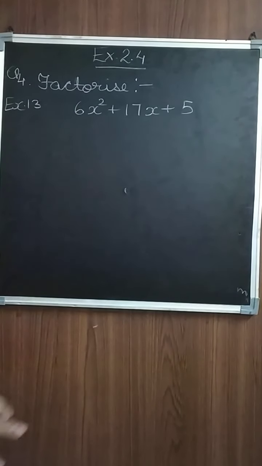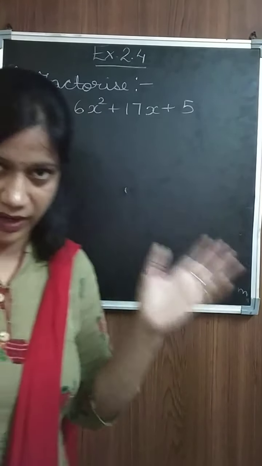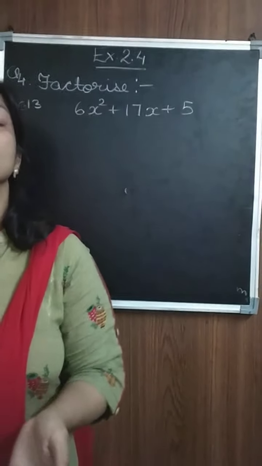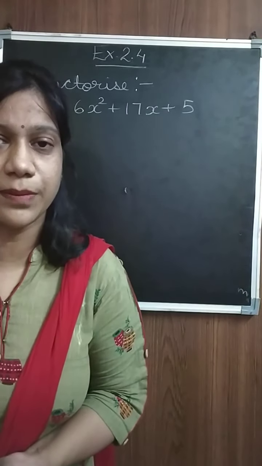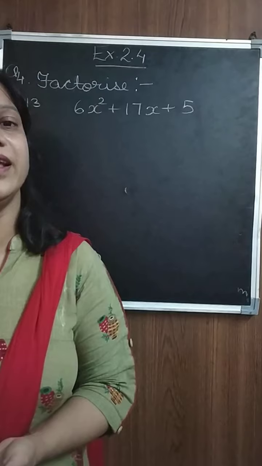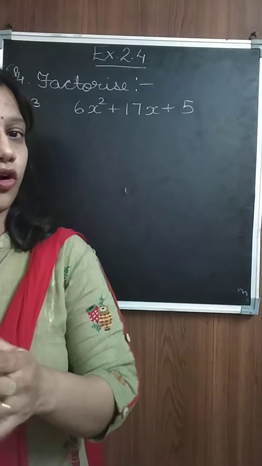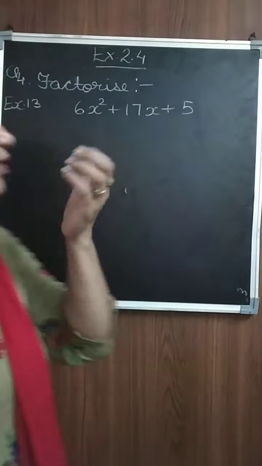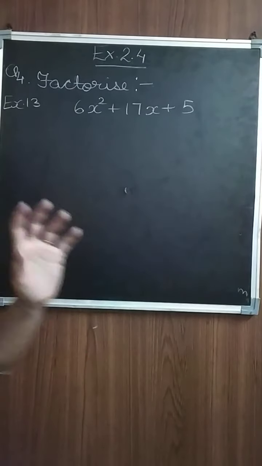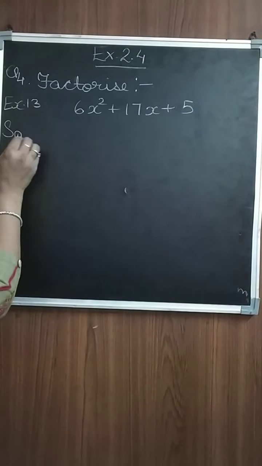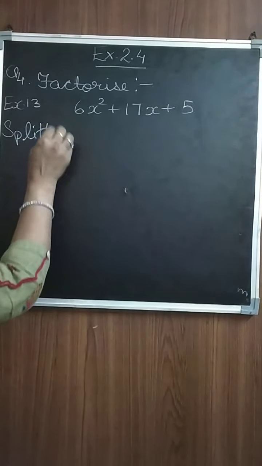In the previous lecture I discussed what are called the factors. Factors are those which exactly divide the polynomial. Those are called the factors. So here we need to find the factors of this. Splitting the middle term. What is splitting the middle term?